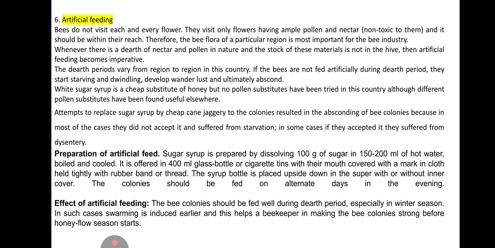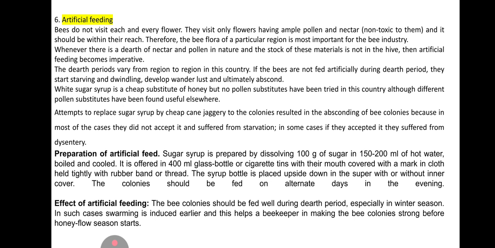First one in that is preparation of artificial feed. Here, sugar syrup is prepared by dissolving 100 grams of sugar in 150 to 200 ml of hot water, boiled and cooled, means that it should be sterilized properly, or else some bacterial or fungal contaminants may affect the colony.